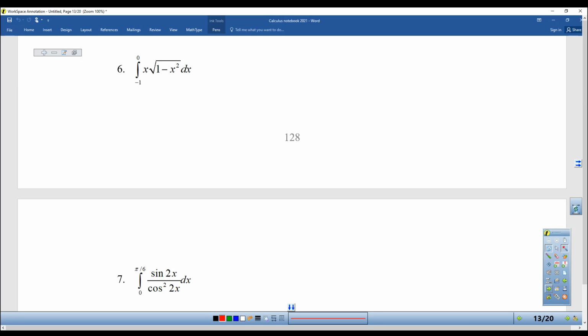Number 6. For me, the first step would always be to get rid of a square root. There's really no reason for square roots in calculus. We always need to switch it to a fractional exponent. I am going to use u substitution. U is 1 minus x squared. And I see that when I do that, I get negative 2x dx.